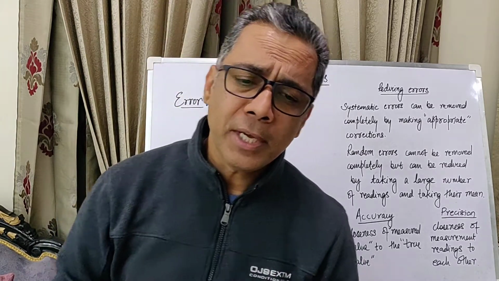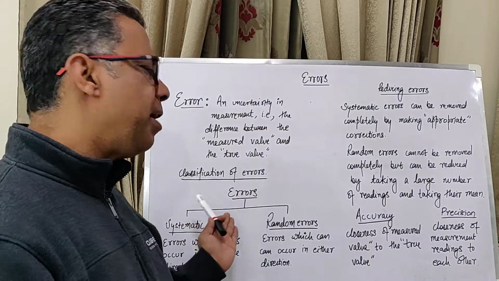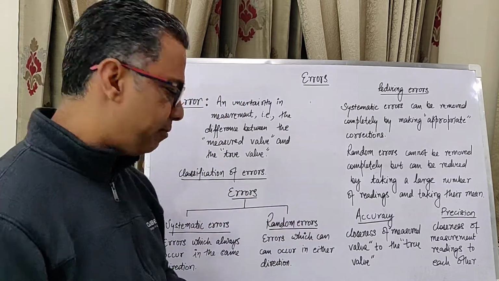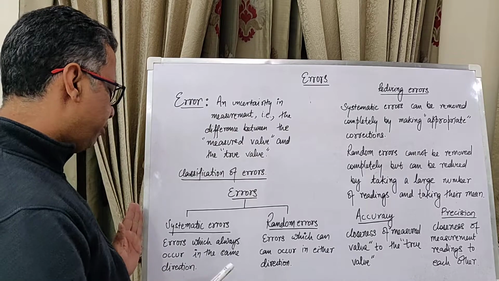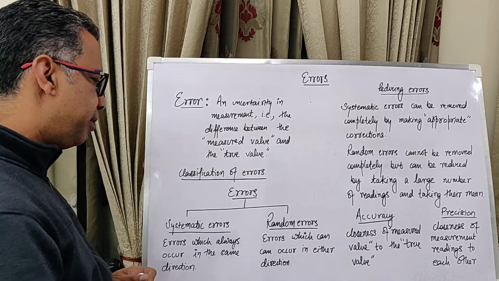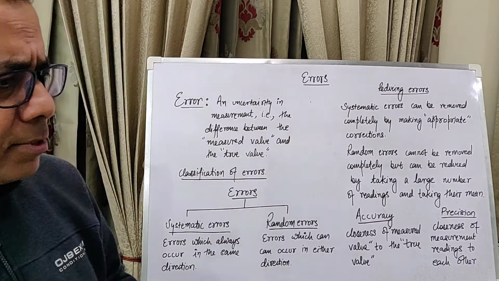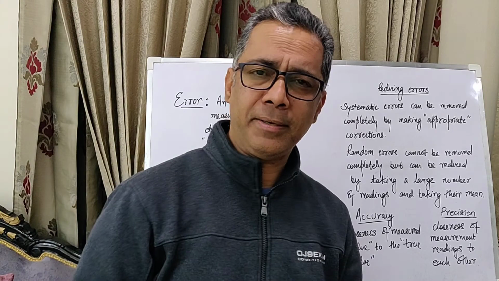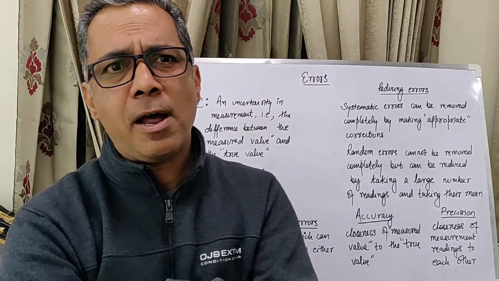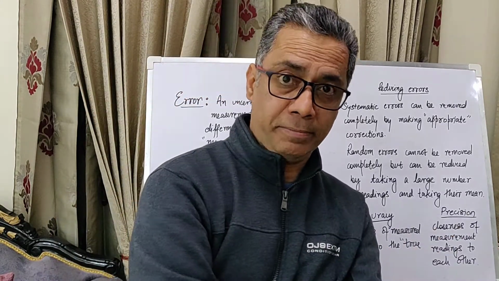But as of now, we are going to just focus on the kinds of errors you can possibly make. We'll have a brief classification of errors. Well, there are two kinds of errors, broadly speaking. You have systematic errors and you have random errors. Now let's talk about systematic errors first. Systematic errors are errors which always happen in the same direction.